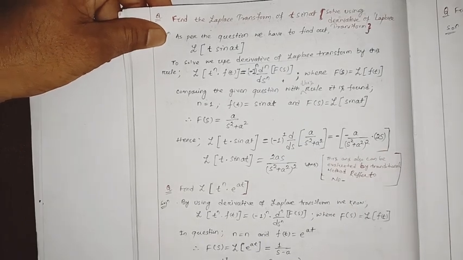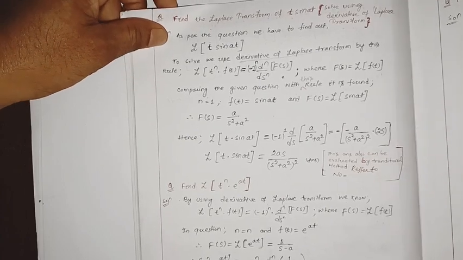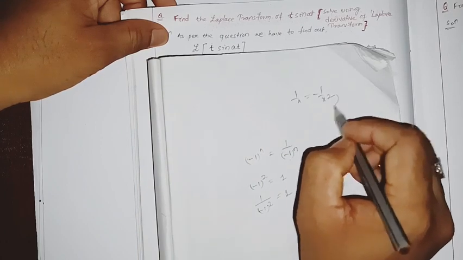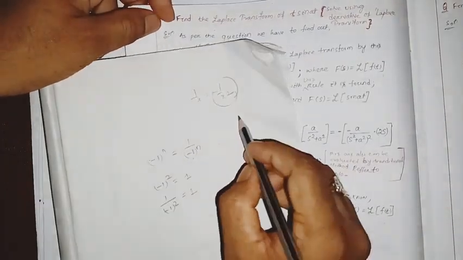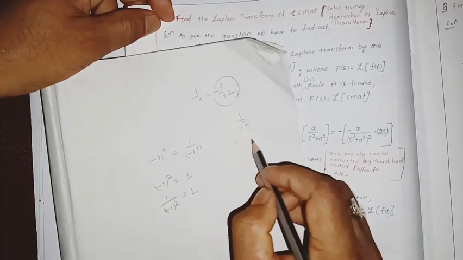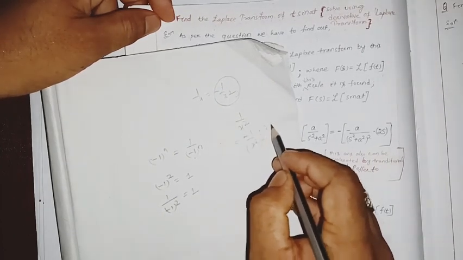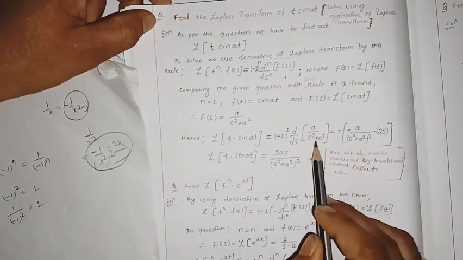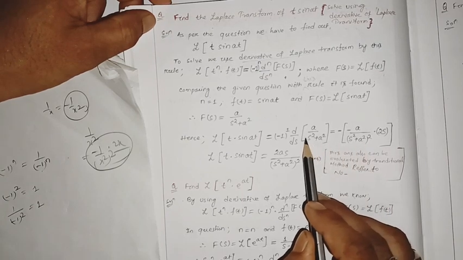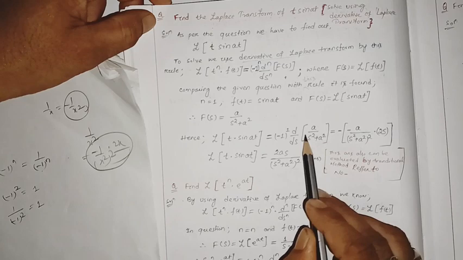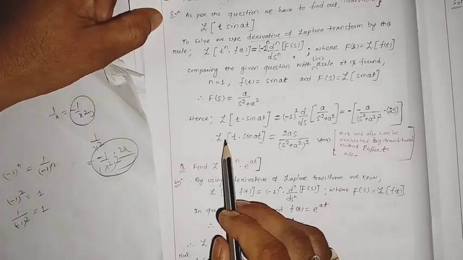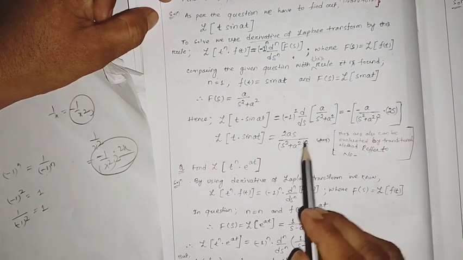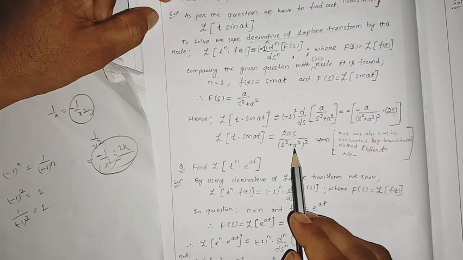because we know that the derivative of 1 by x is nothing but minus 1 by x square. So if we have suppose x square, then it will be minus 1 by x square whole square into 2x as the derivative. And here this will be minus of s square plus a square whole square, and the derivative with respect to s of this one will be 2s, right? So finally we found the Laplace transform of t sin at: minus minus becomes plus, 2as by s square plus a square whole square.